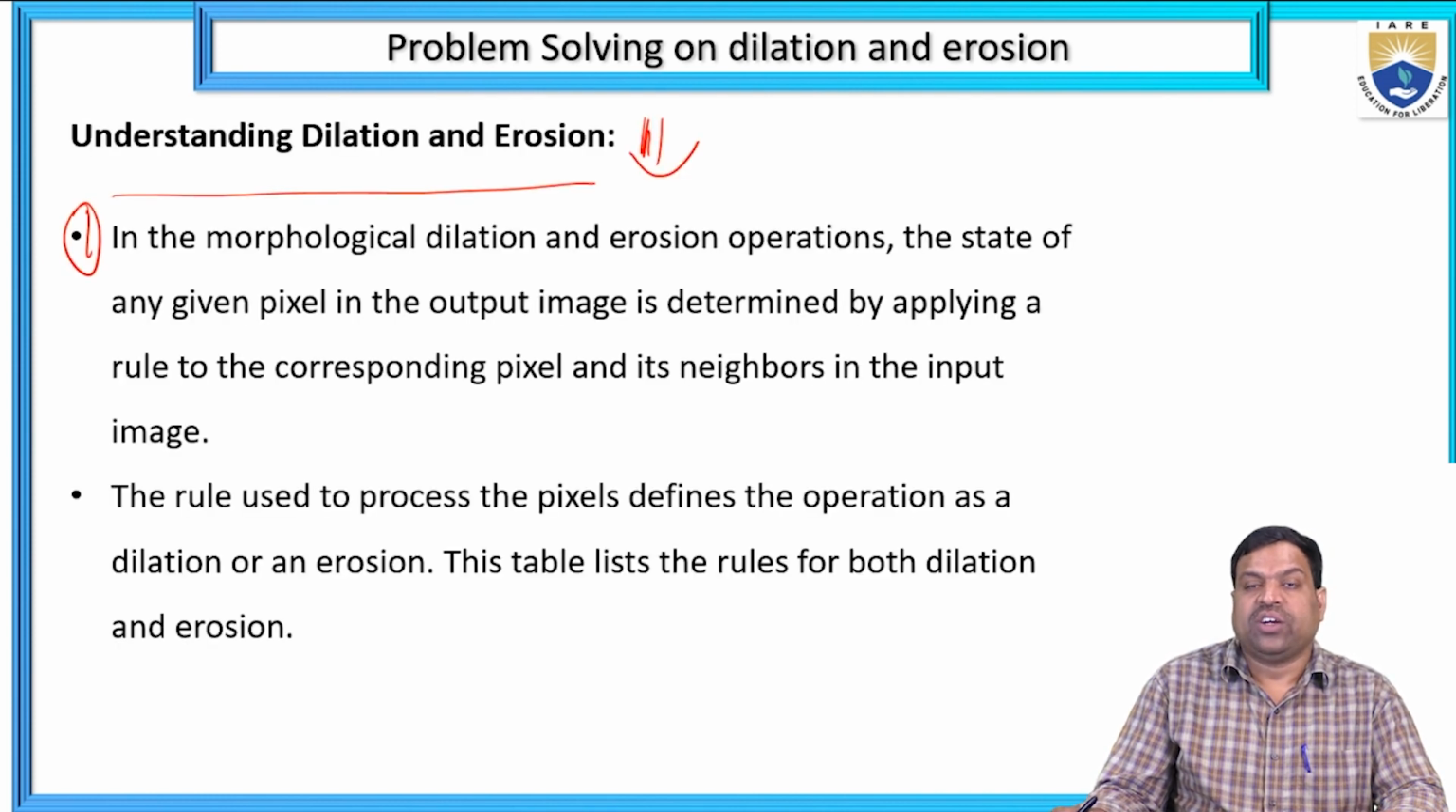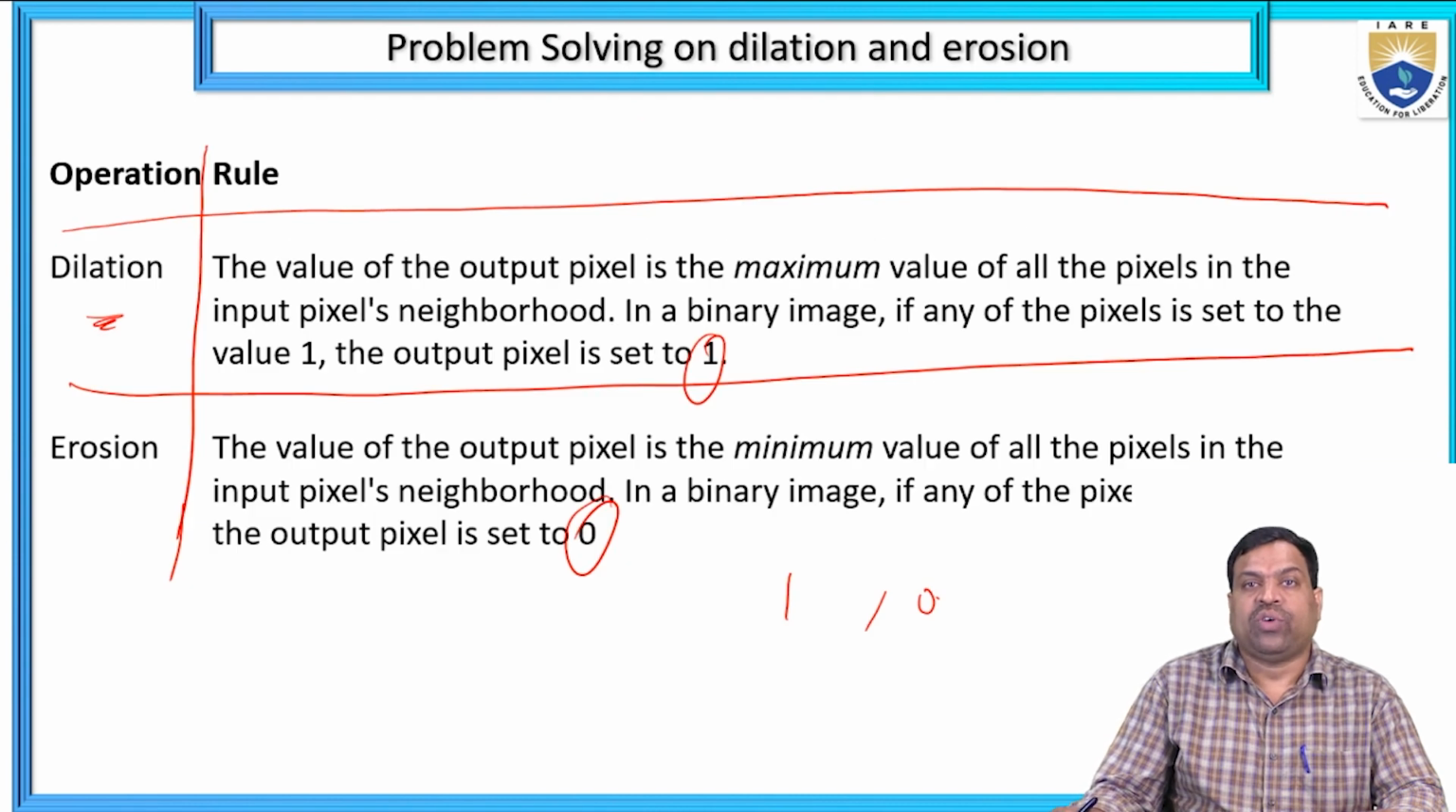What are the conditions for dilation and erosion? In the morphological dilation and erosion operations, the state of any given pixel in the output image is determined by applying a rule to the corresponding pixel and its neighbors in the input. The rule used to process the pixel defines the operation as a dilation or an erosion. This table lists the rules for both. In dilation, the value of the output pixel is the maximum, so it stores 1, and in erosion the value is the minimum, so the pixel stores 0.